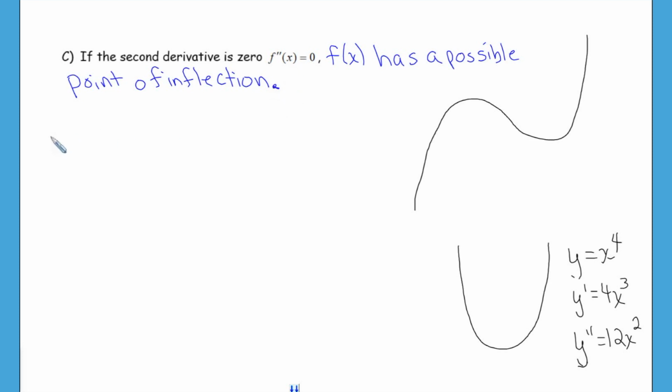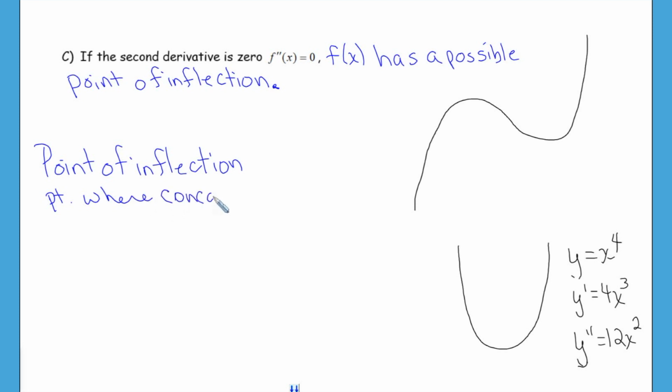Point of inflection. I can talk faster than I can write, huh? Point of inflection is the point where the concavity changes.